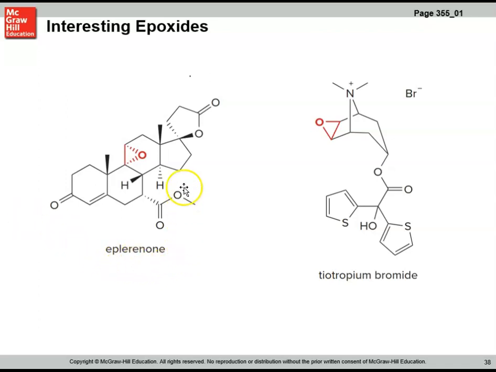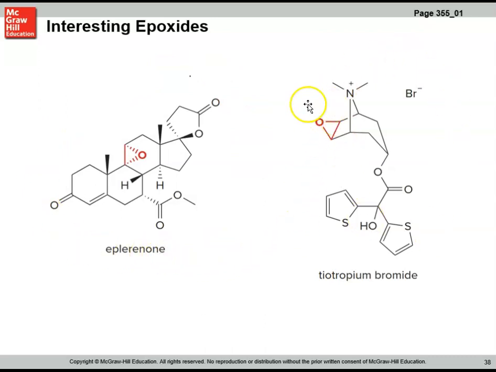The eplerenone is also the trade name Inspra. It's used to reduce cardiovascular risk in patients that have already had heart attacks. So this is actually a mineralocorticoid receptor antagonist. It helps to block aldosterone, which raises blood pressure.